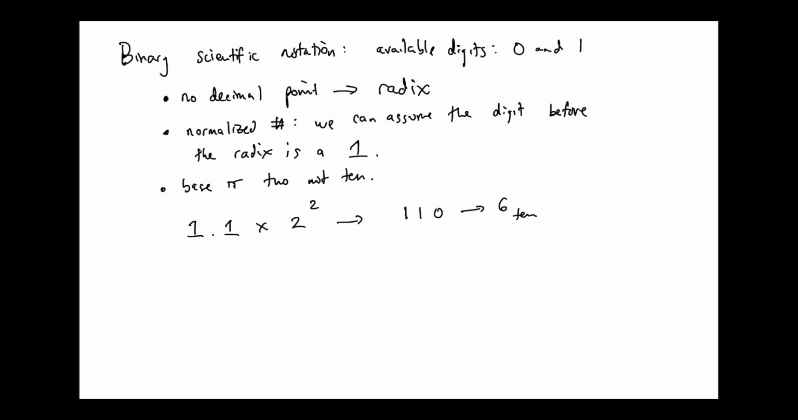Yeah? Yeah, because the exponent is a 2. Okay, but here's the thing. Moving the radix in base 2 is tantamount to doubling the number. Does that make sense why that's the case?